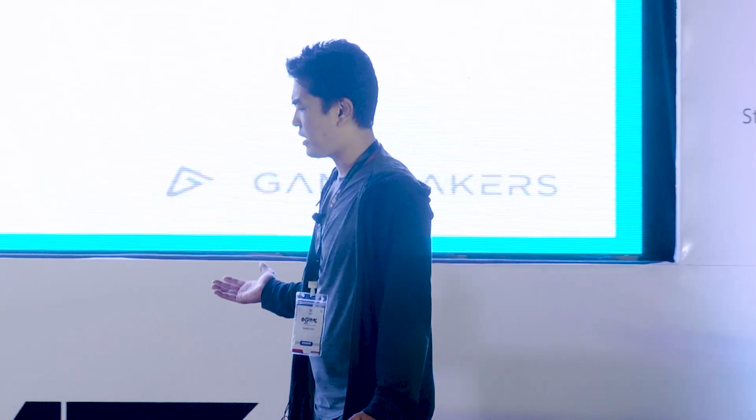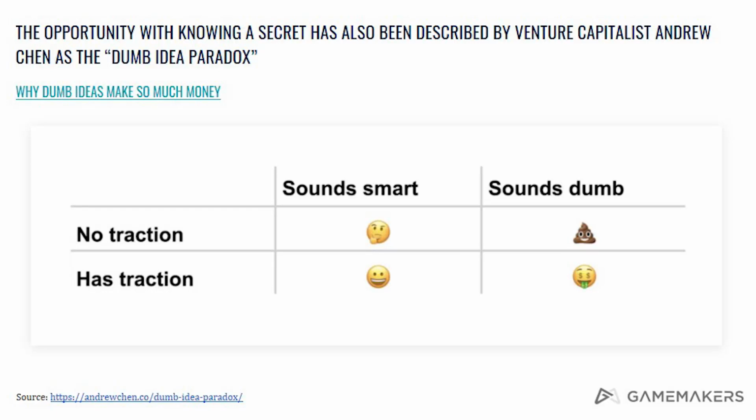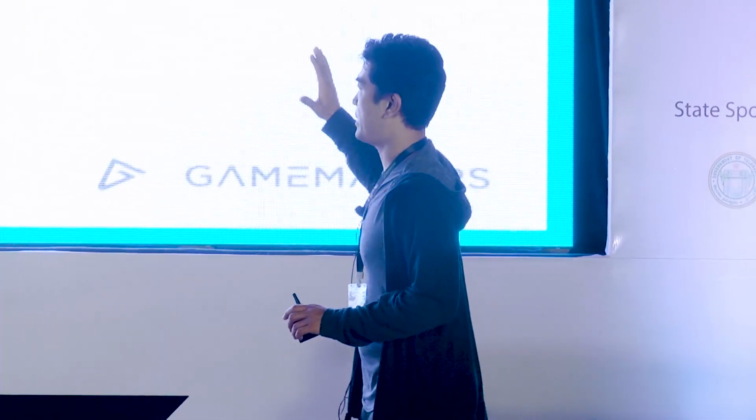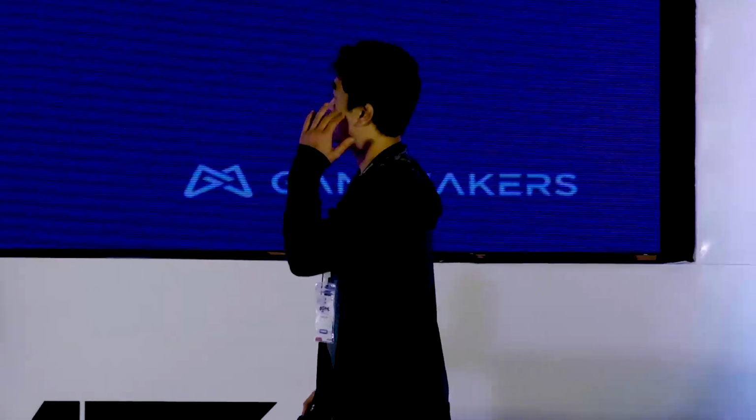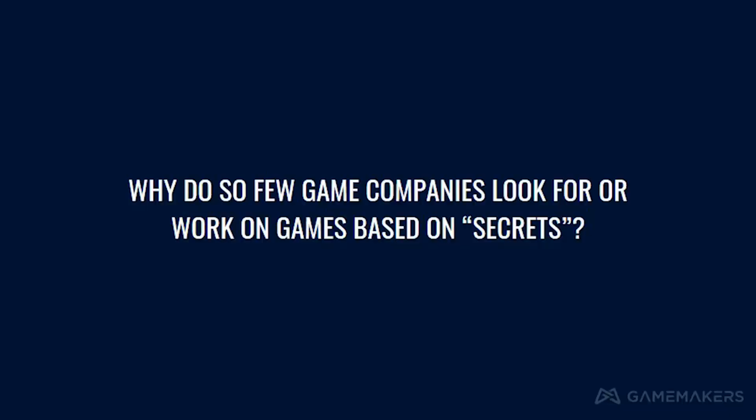And examples of this are, we talked about cosmetics-based monetization in Fortnite, but who would have believed in eBay early in the days that you can just sell something and trust people? Or Uber, you're going to get into a car with a stranger and they're going to take you around, right? And so some of the so-called dumbest ideas are the ones that will have the potentially biggest commercial outcome. And then the question that we can ask after this, though, is why do so few game companies look for or work on games based on secrets?